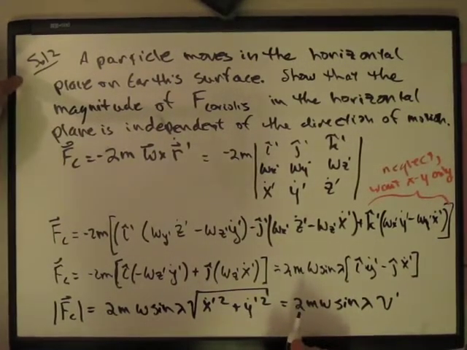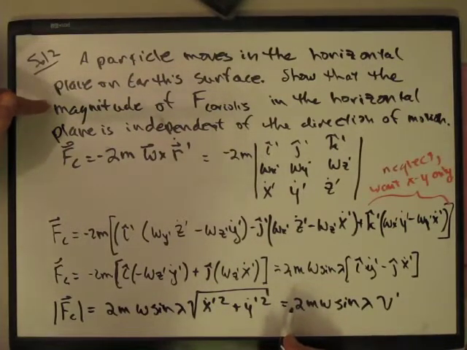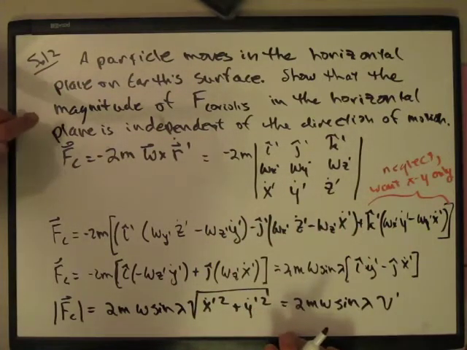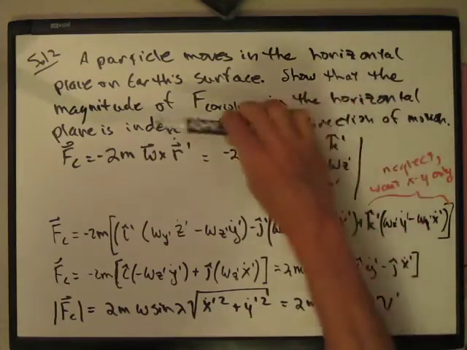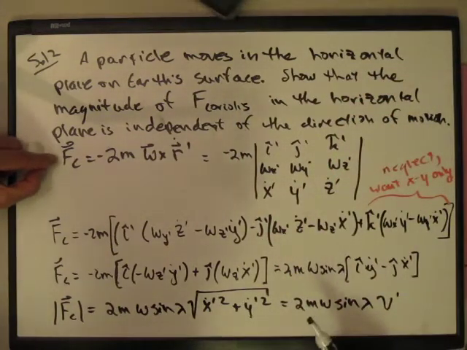So this is problem 5.12. A particle moves in a horizontal plane on the Earth's surface. Show that the magnitude of the Coriolis force in the horizontal plane, so just the horizontal component of it, is independent of the direction of motion. So the magnitude of the horizontal force doesn't matter what direction the object is moving in the horizontal plane.